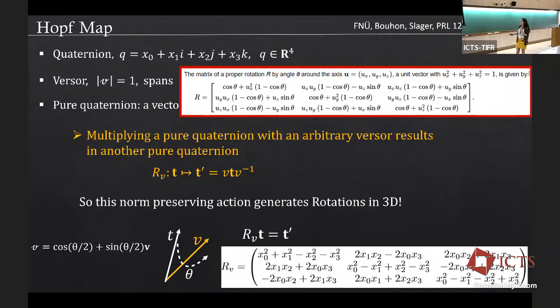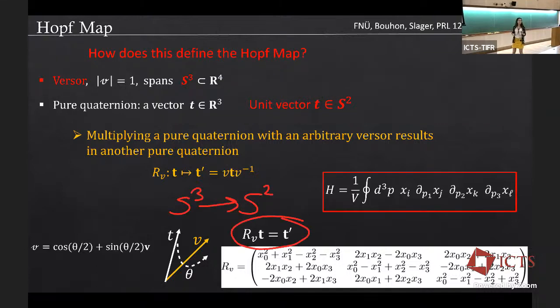And if I compare this matrix with the traditional rotation matrix that we know from 3D, you can see that this is indeed the rotation around this axis by the angle given by the real part. So these are the rotations. Quaternions define rotations in 3D. How does this define the Hopf map? Because I promised you a Hopf map.